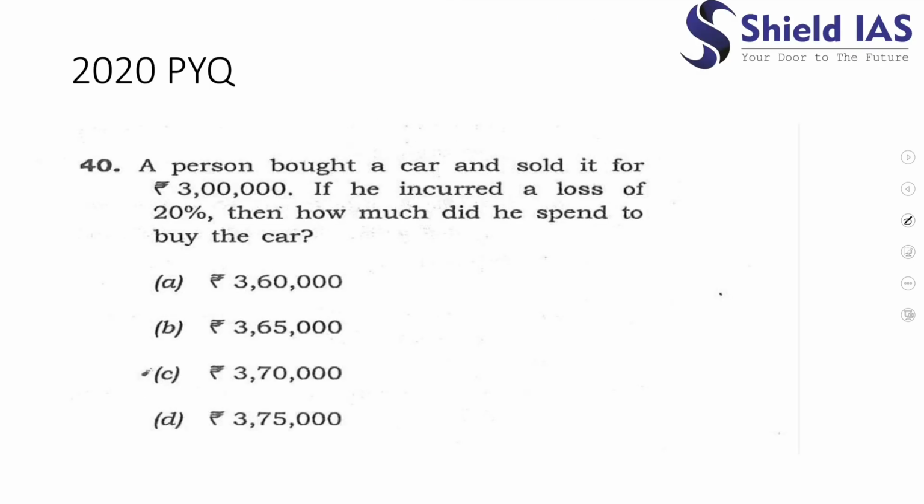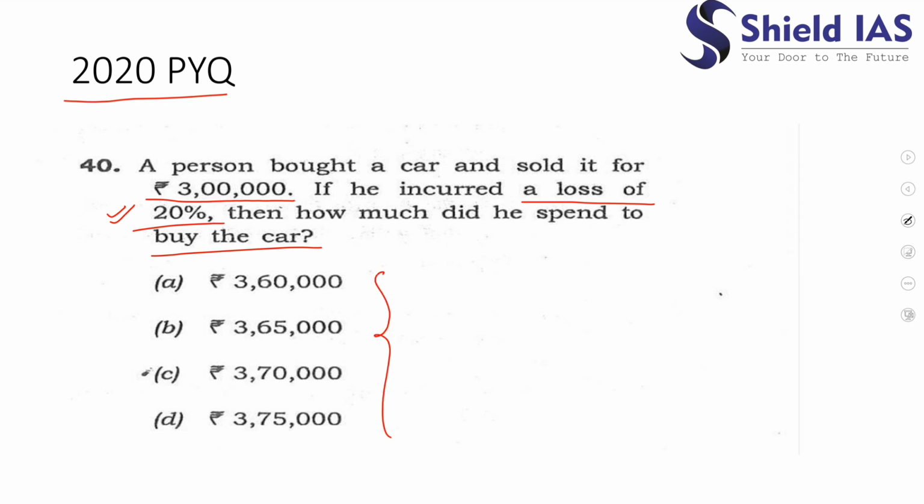Now this completes our 2019 discussion. So now let us do the 2020 questions. A person bought a car and sold it for 3 lakh. If he incurred a loss of 20%, then how much did he spend to buy the car? So this 20% would always be calculated from the initial value.